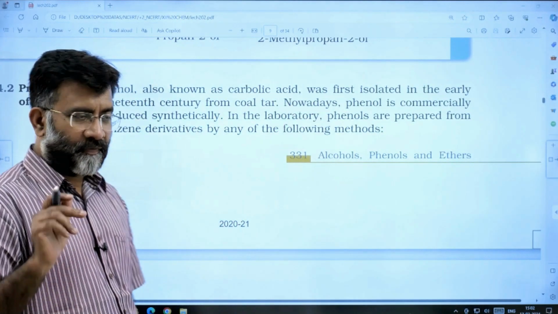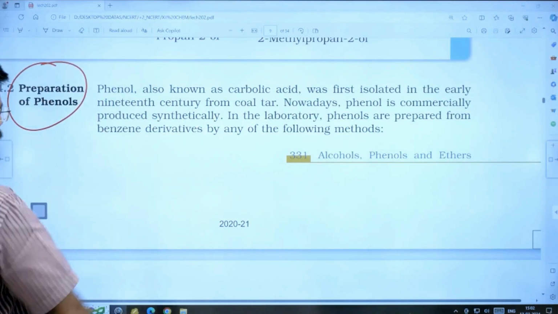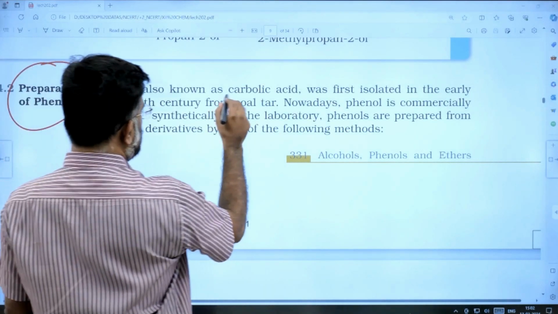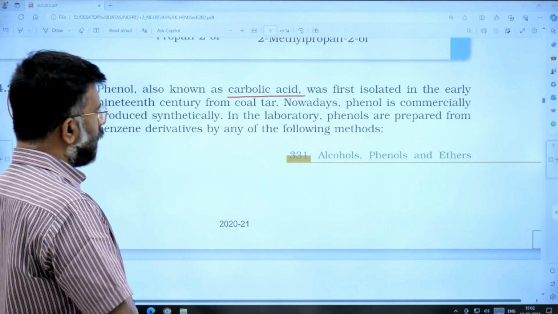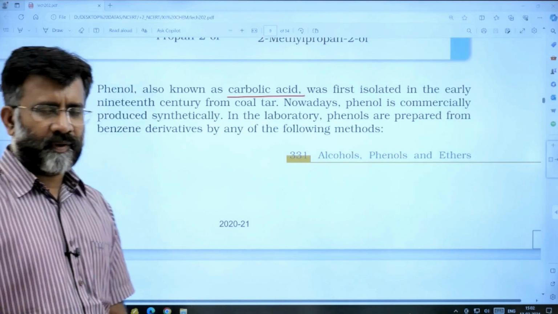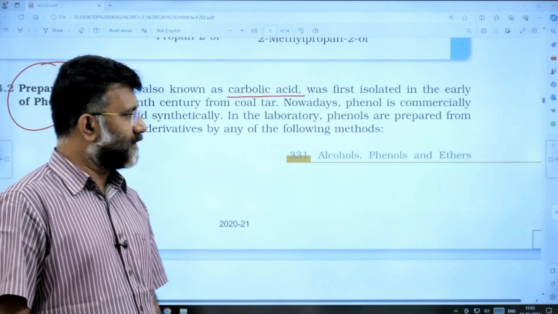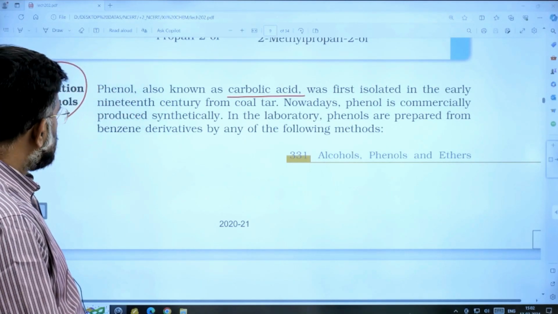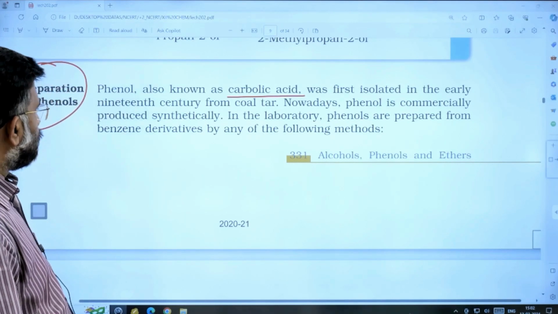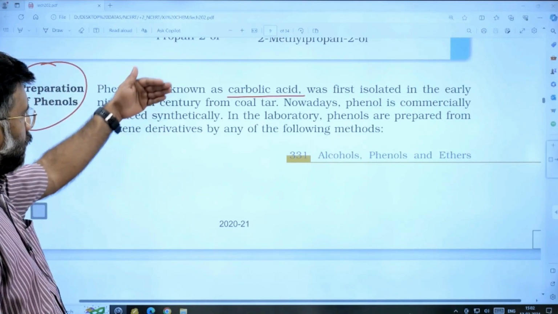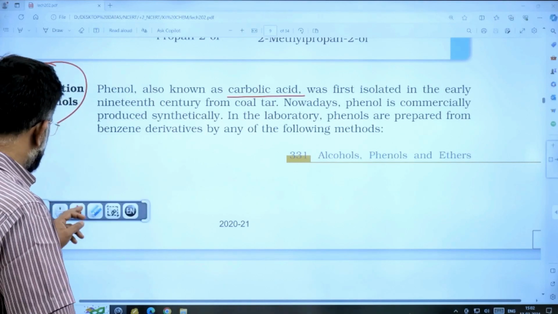Preparation of phenol. Phenol, as all of you know, may be called carbolic acid. It was first isolated from coal tar. And now we have a few methods of preparation of phenol. Let's go through that.